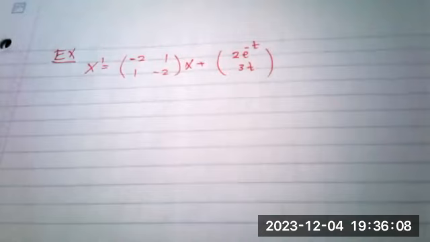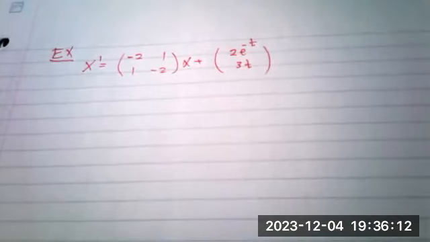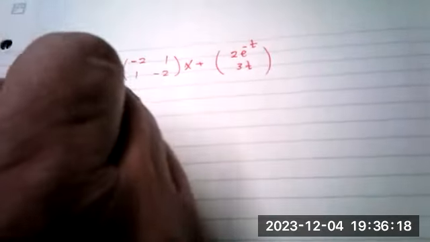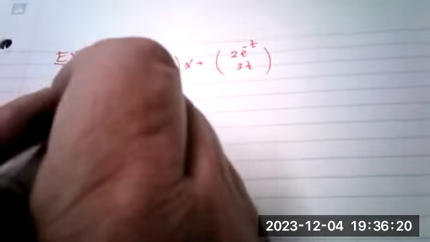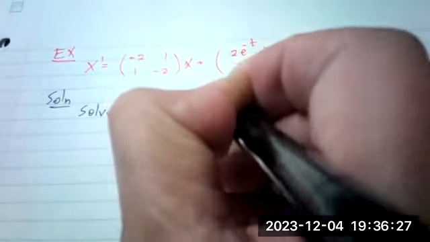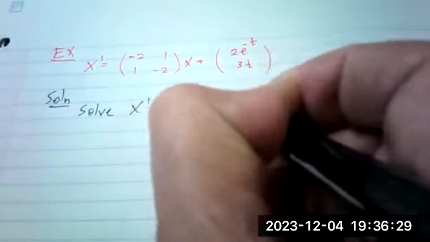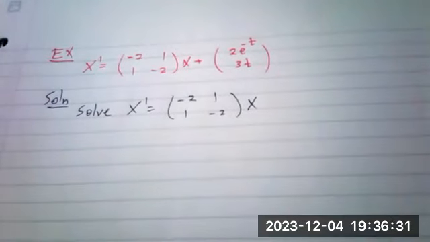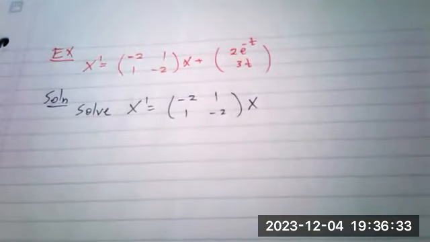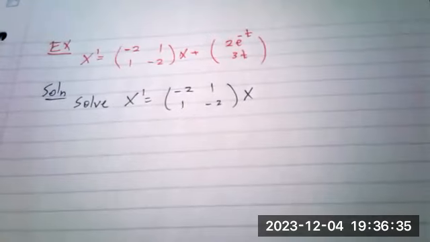Okay, so there you are. First thing to do, you have to do the homogeneous one. That homogeneous is important here because that gives you phi of t. So solve this system first, the homogeneous: x prime equals the matrix negative 2, 1, 1, negative 2, times x. Get the matrix and keep going, eigenvalues, etc.